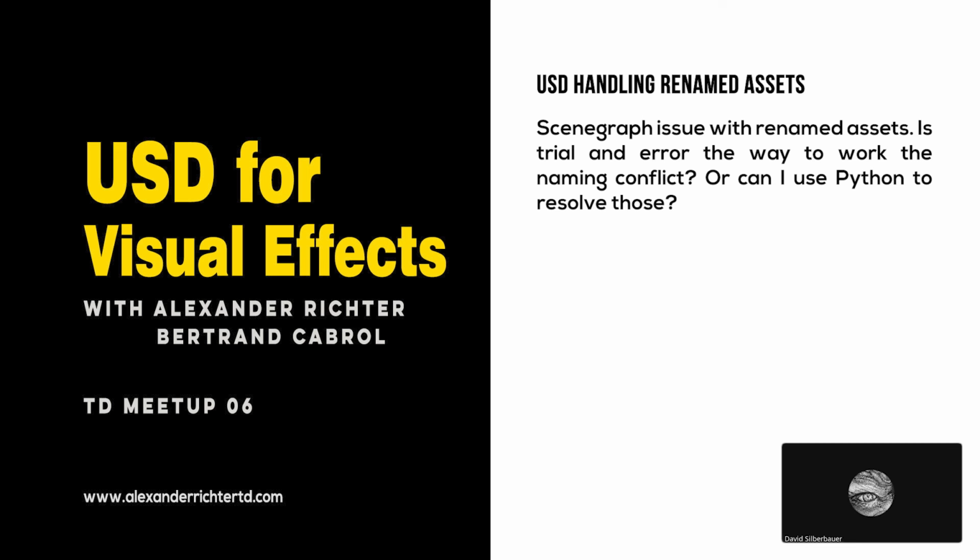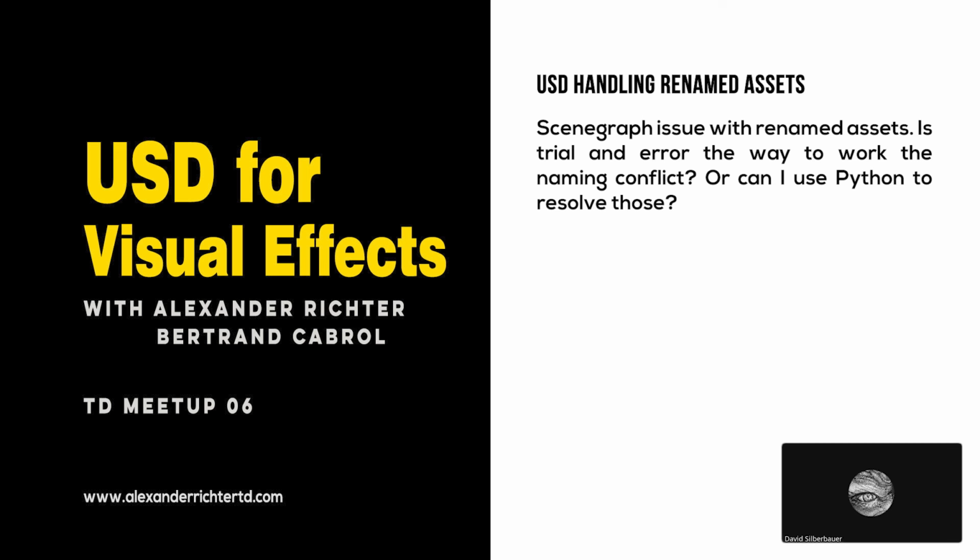So we use USD in our studio, and I'm an artist. My biggest issue, the problem that I have, is with the scene graph tree. Whenever we bring stuff in, I always have different kinds of naming coming in. Then when I have to publish it out, I have to get the naming right so that when it comes in again, everything lines up and it's in the right place.